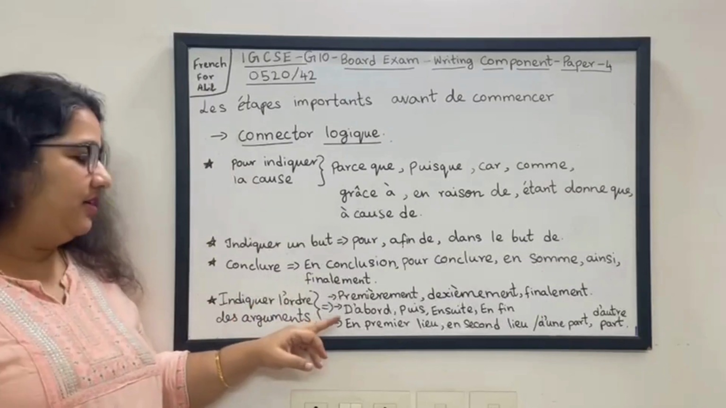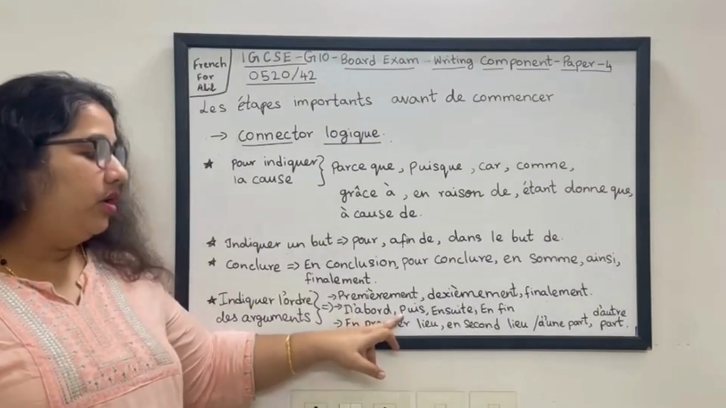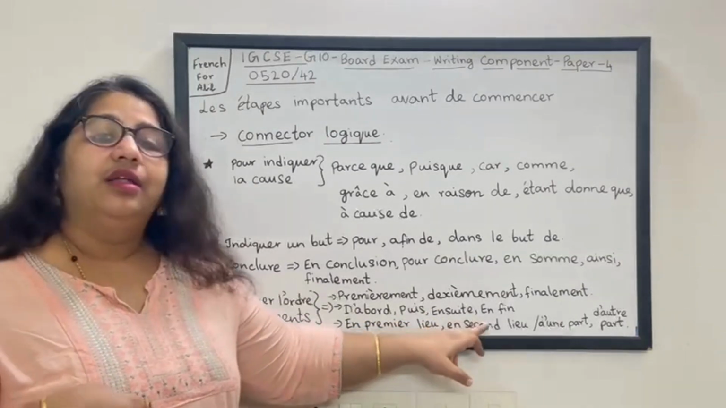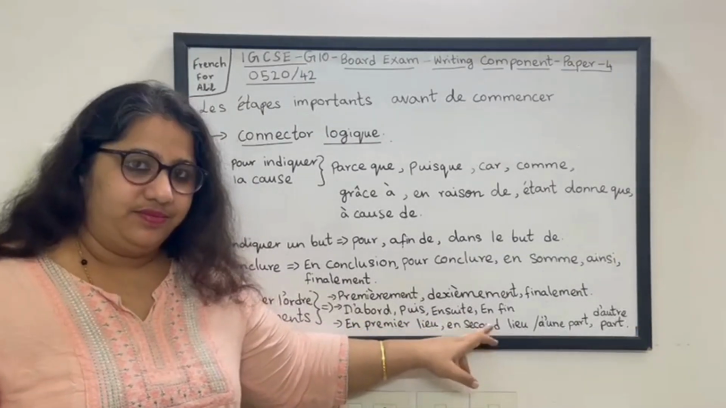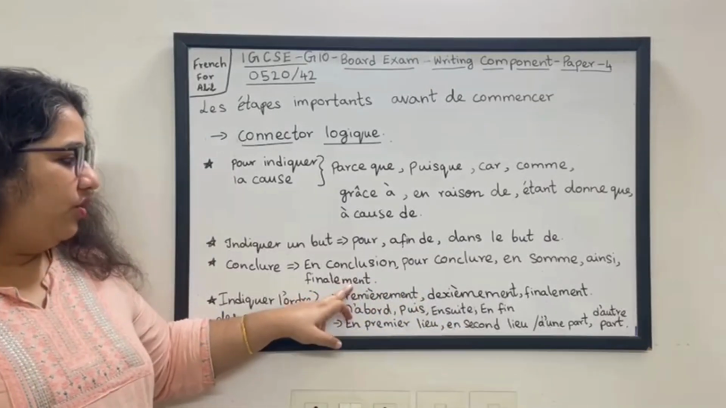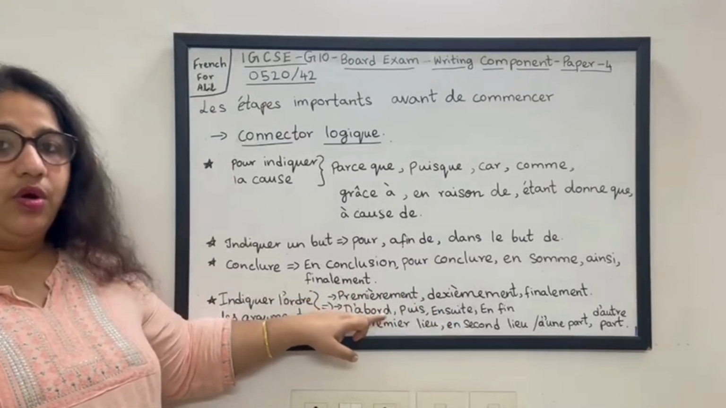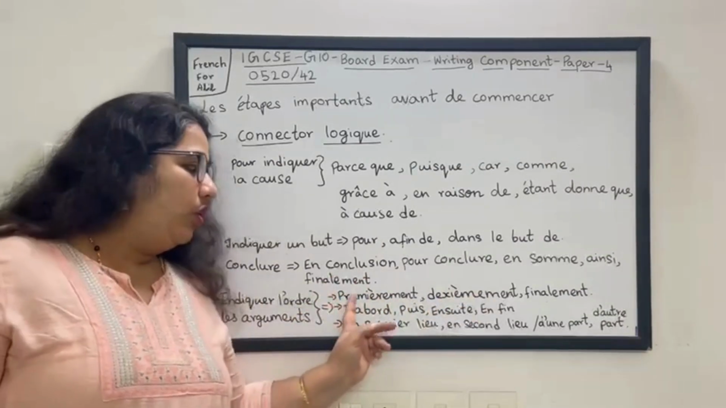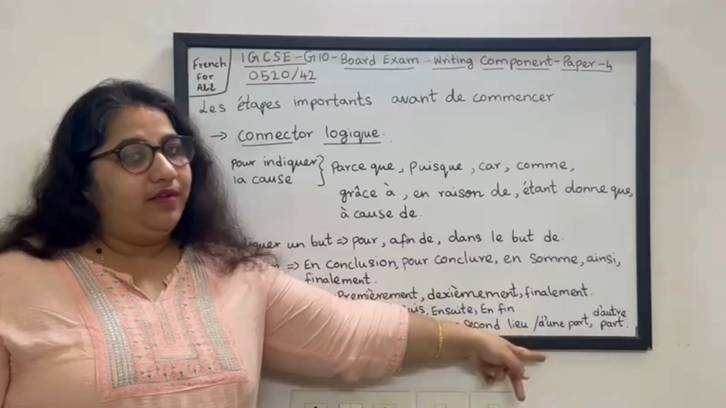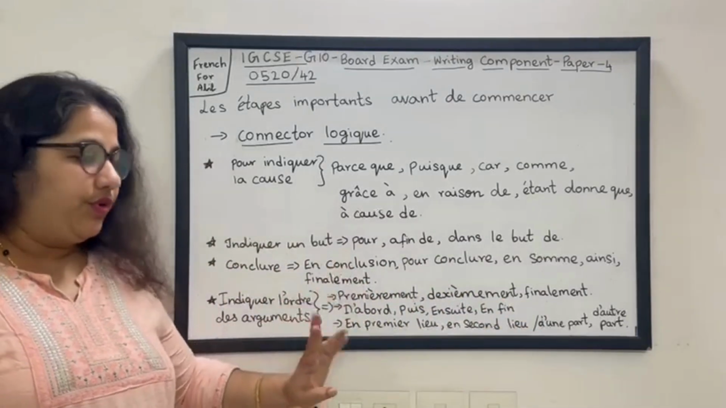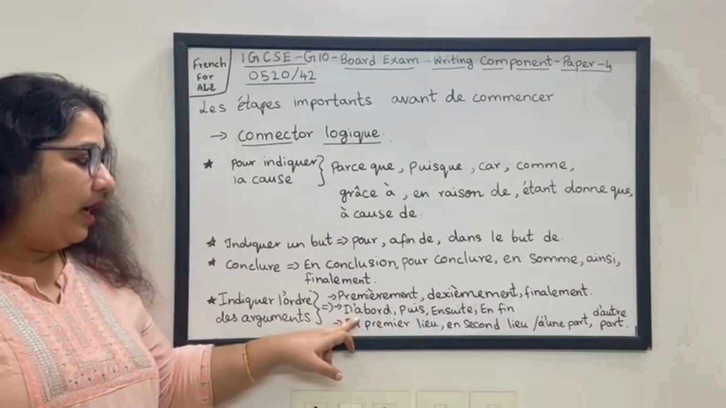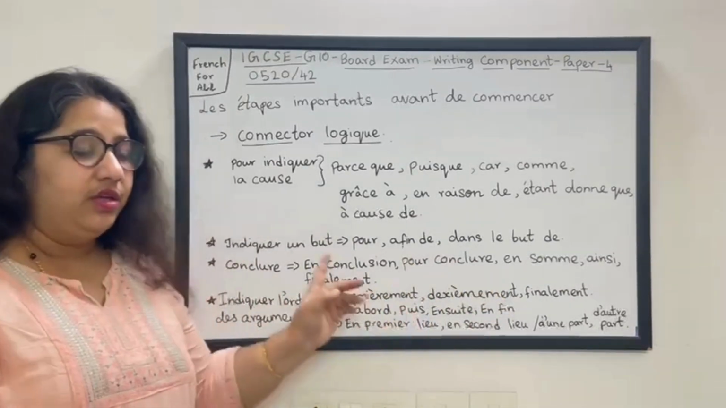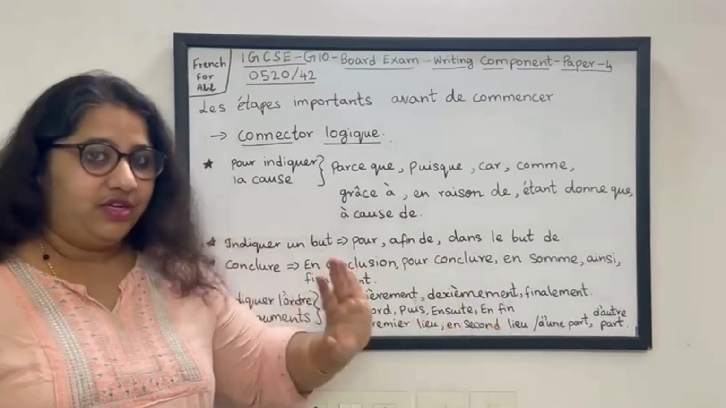Another set is d'abord, then you can say puis, then you can use ensuite, and then you can finally say enfin. Okay, this is one set. You cannot mix this first one with the second one, or the second one with the first one. You are not supposed to. This set will go only with première, deuxième and finale, or en conclusion, or finalement. For d'abord, next should come puis, then ensuite, enfin only. Here you cannot say finalement. You got it now? Right.